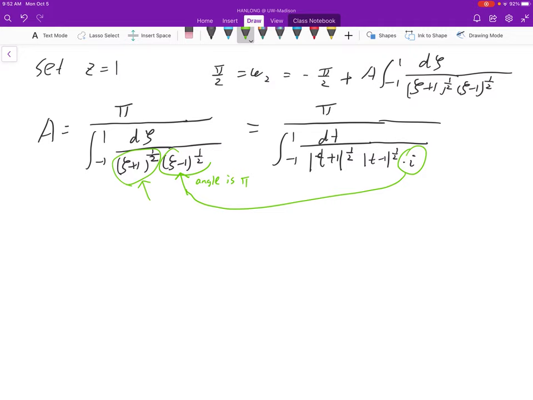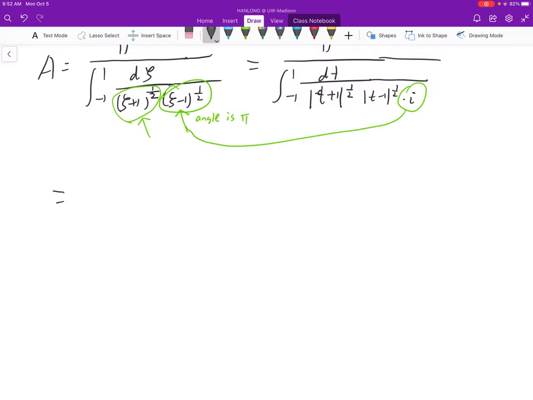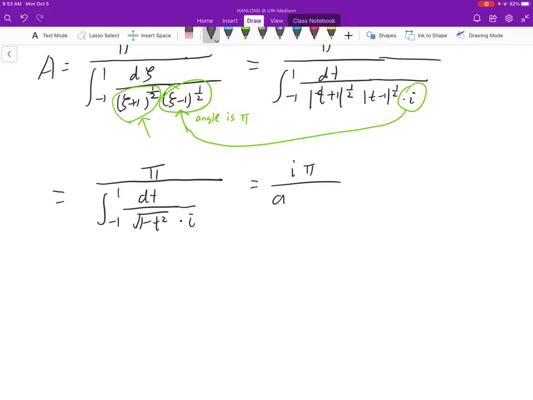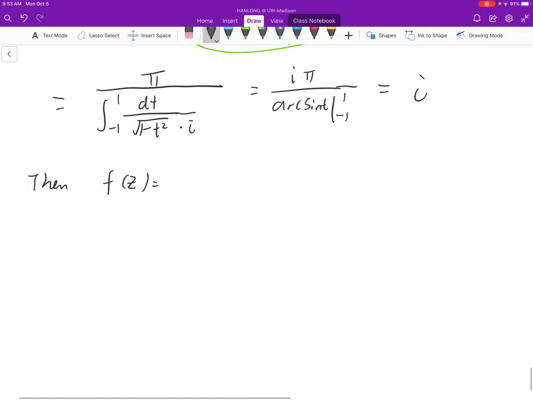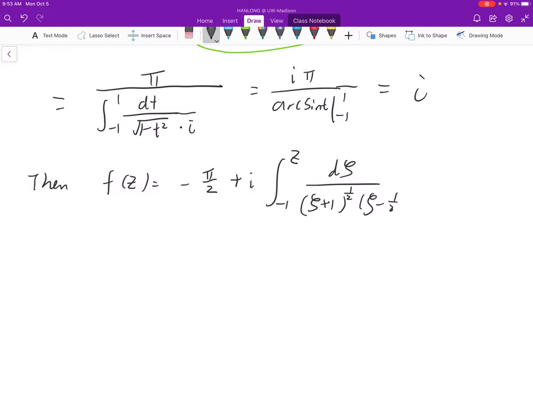Okay, then what do you have? You have pi over the integral from negative 1 to 1 of dt over the square root of 1 minus t squared, times i. And this is easy to see, it's i pi arcsine t from 1 to negative 1. And then this is i. So a is i. Therefore, f(z) is negative pi over 2 plus i times the integral from negative 1 to z of d zeta over the square root of zeta plus 1 and the square root of zeta minus 1.